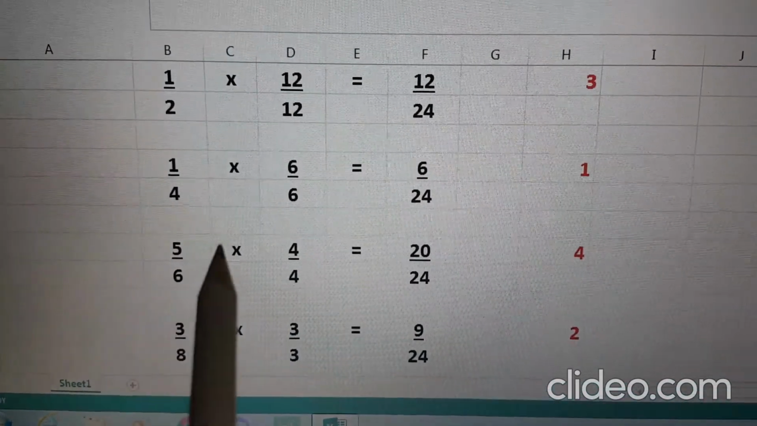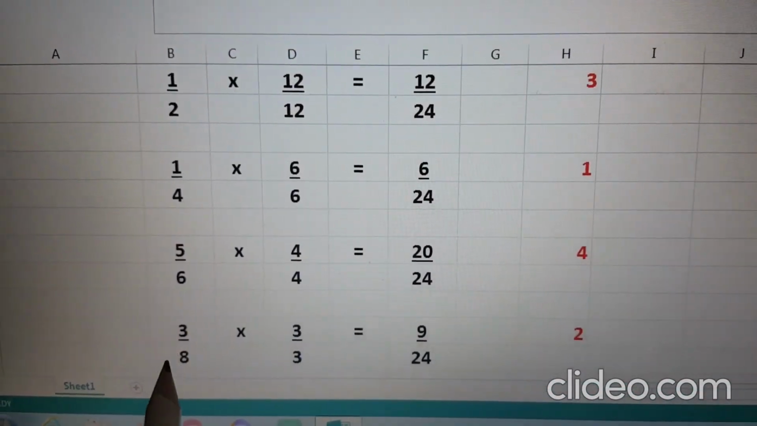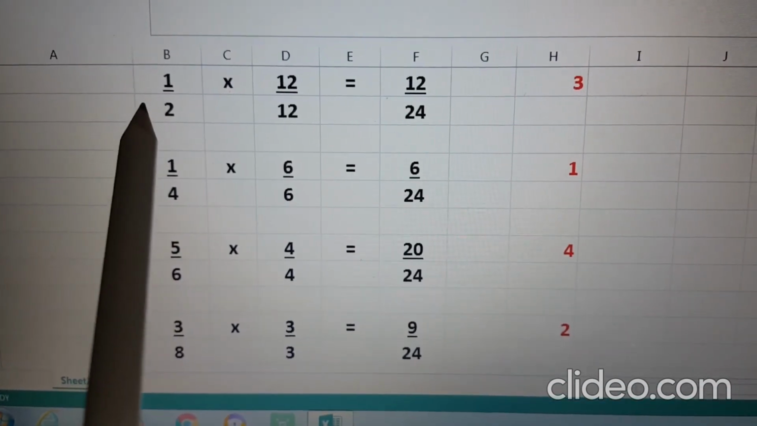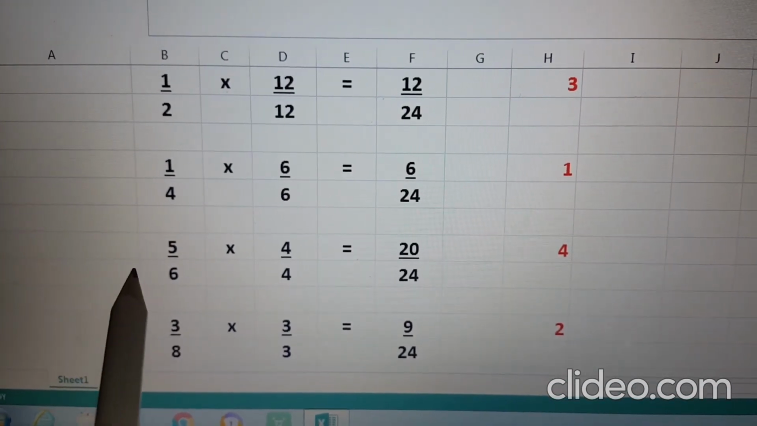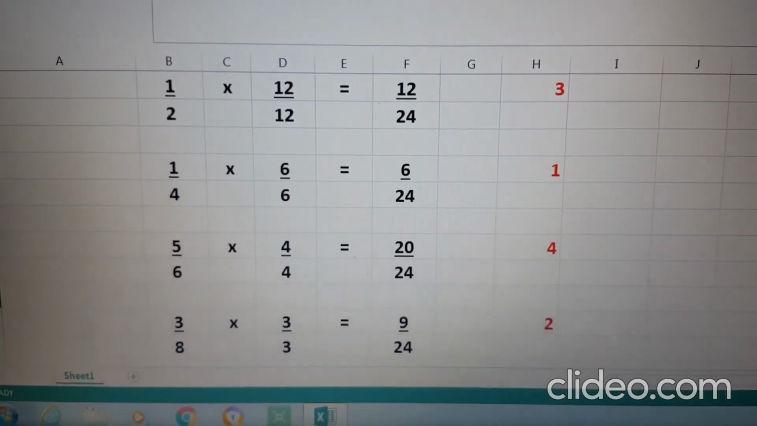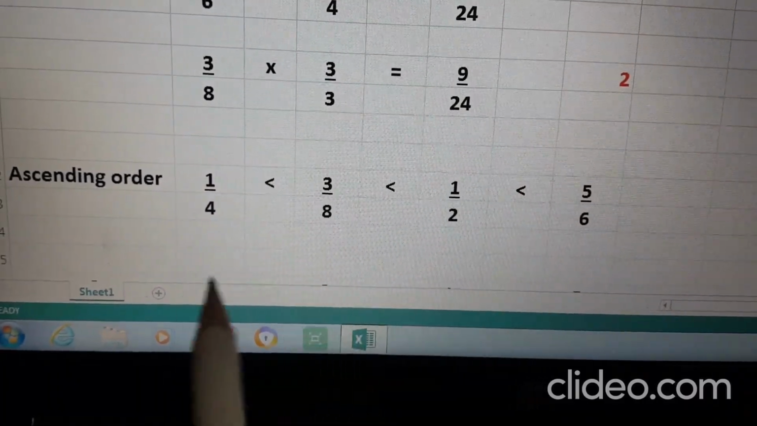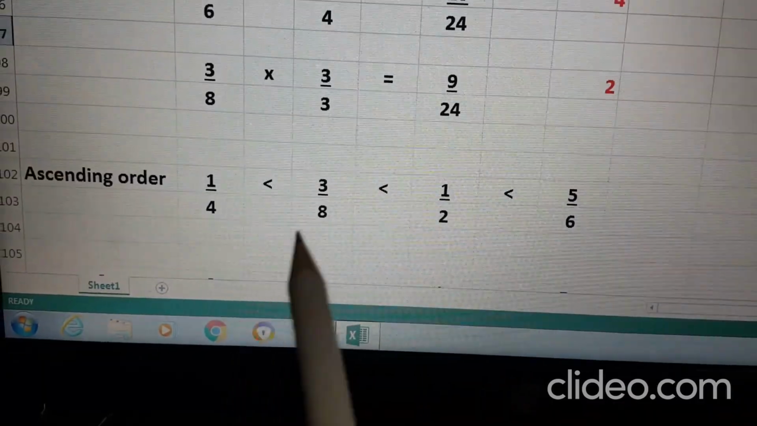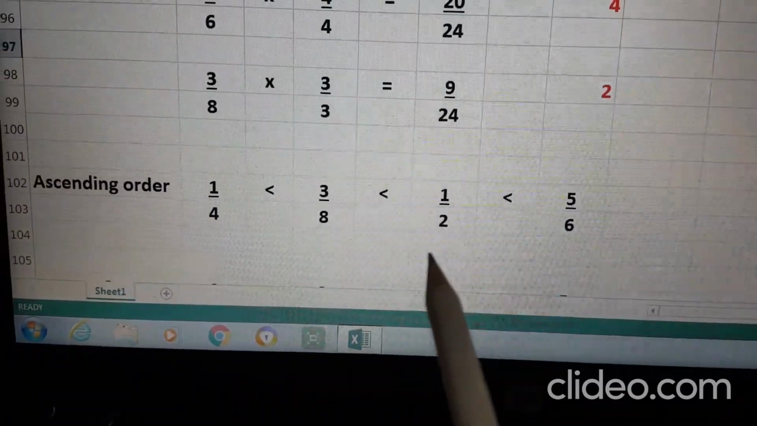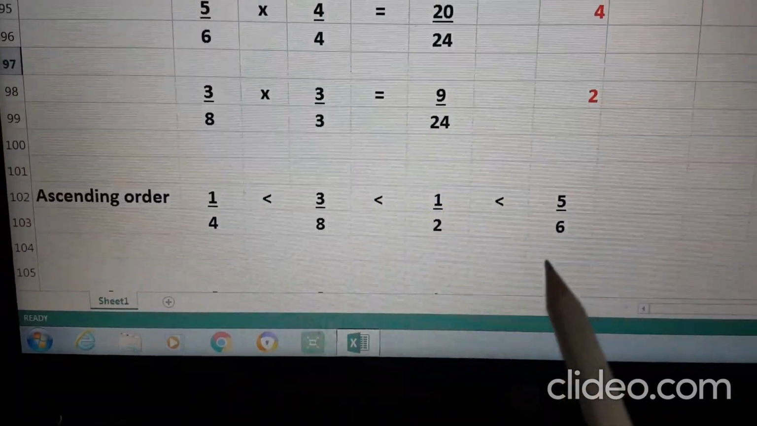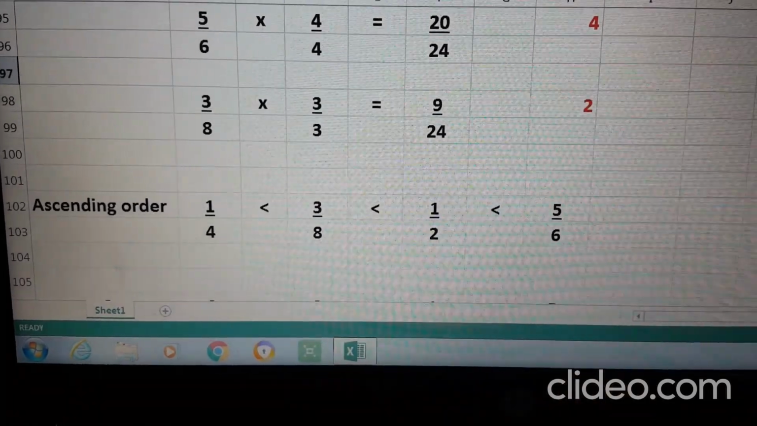So smallest fraction is 1 by 4, then 3 by 8, then 1 by 2, then 5 upon 6. We will write in an order. So these fractions are arranged in ascending order now. 1 upon 4, then 3 upon 8, then 1 upon 2 and 5 upon 6. In the same way you will do all parts.